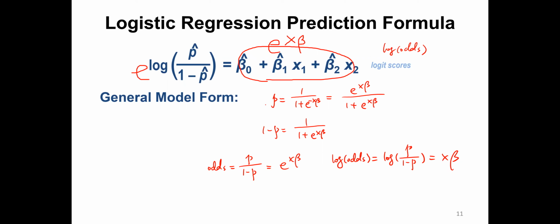Then you can solve for P. This is P. And if you solve for P, you can know 1 minus P. And then odds, P over 1 minus P, equals exponential x beta. Log odds actually equals x beta. So this is the logistic regression formula.